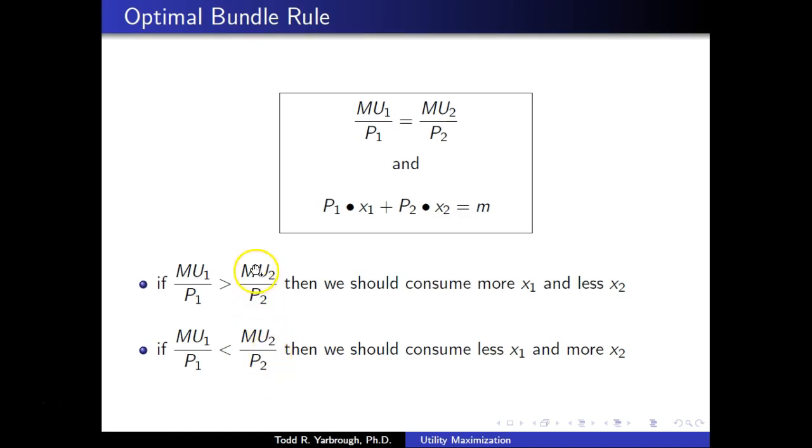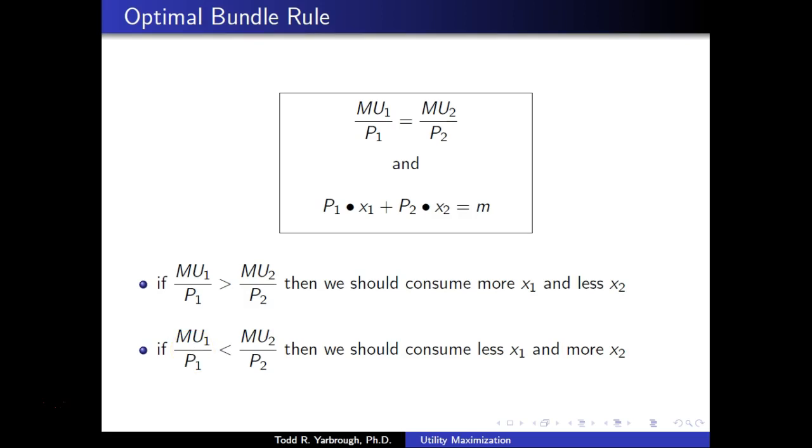Think about this. What this is saying is that on a per dollar basis, X1 will make me happier if I consume an additional unit of it than if I were to consume an additional unit of X2. In other words, X1 makes me happier relative to my current level of consumption of X1 and X2. Here, it's the exact opposite. Relative to my current level of consumption of X1 and X2, if I were to consume more X2, I would be happier than if I were to consume more X1.